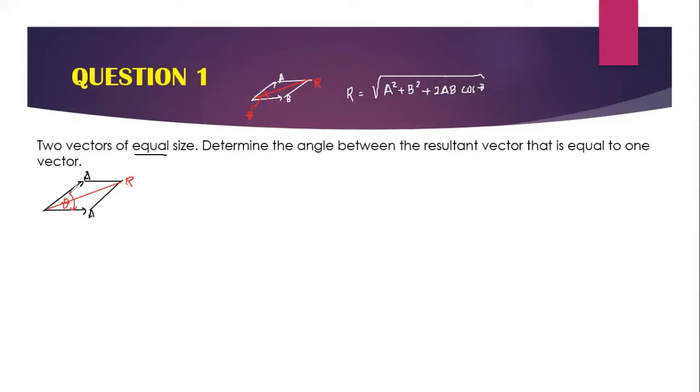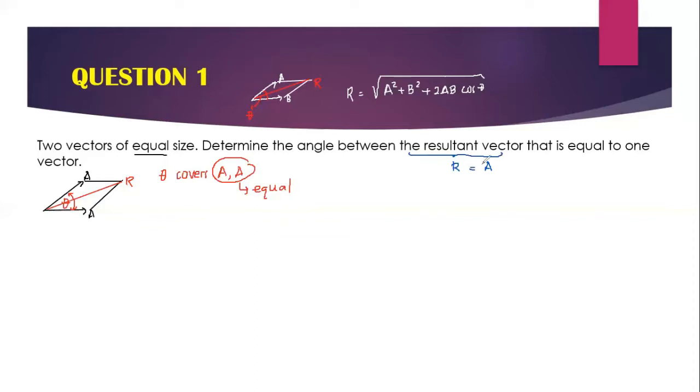Theta covers A and A, so theta is between vector A and vector A. Both vectors are equal, right? Okay, clear, everyone? Now we're going to the solution. Determine the angle between the vectors such that the resultant vector is equal to A. Is it clear, everyone?